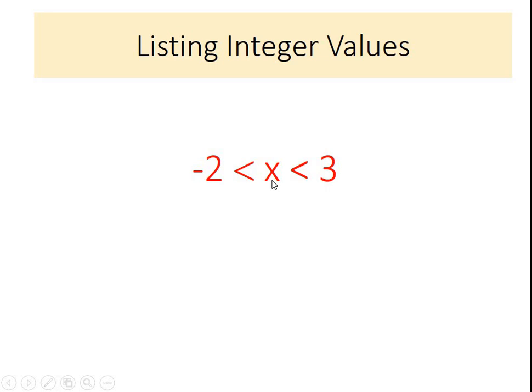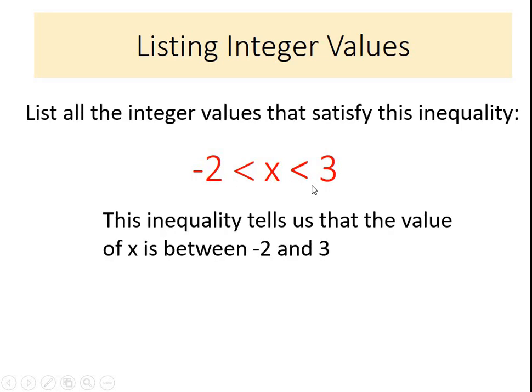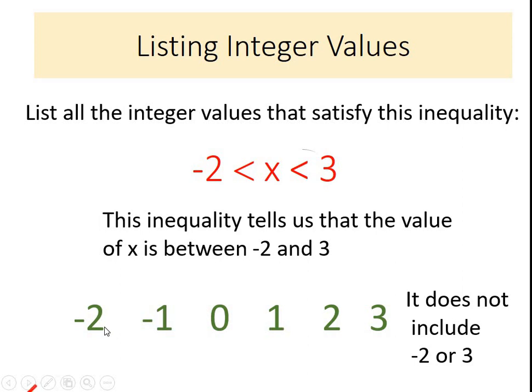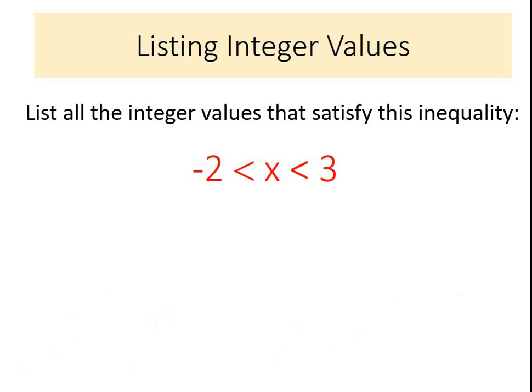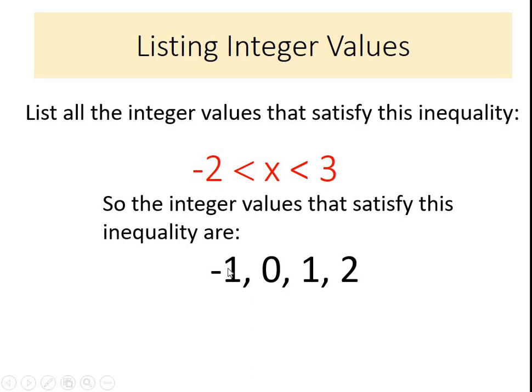Here's another example. So this time x is between -2 and 3. So if I look at the numbers between -2 and 3, no liney, no likey. So let's get rid of the 3 and get rid of the -2. So my answer is -1, 0, 1 and 2.